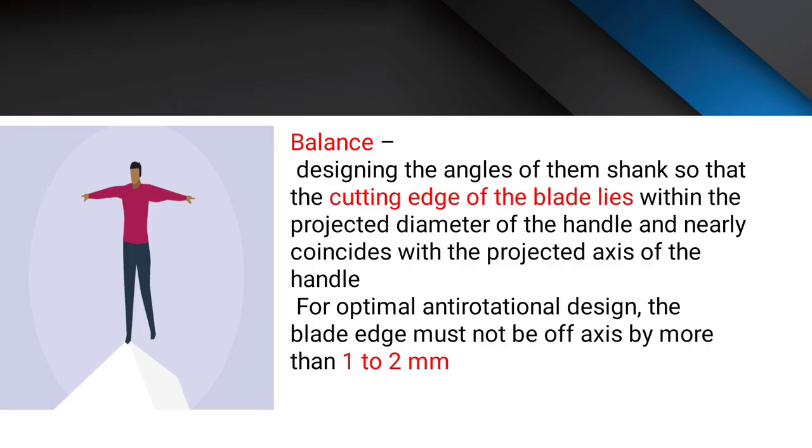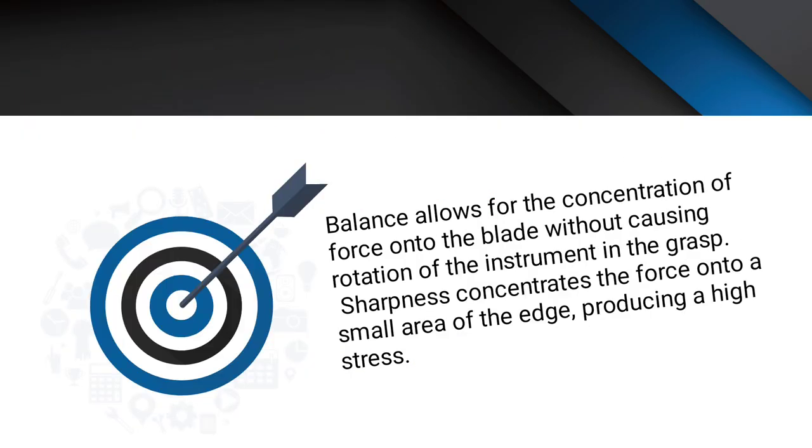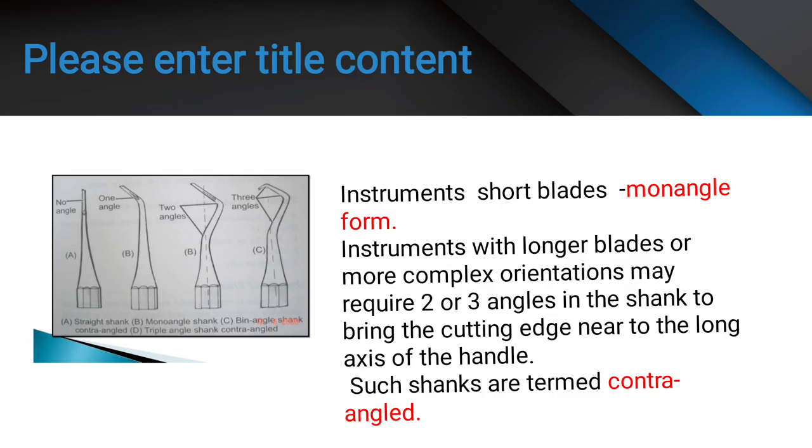Based on the shank angles, the instruments can be classified as monoangle instruments, biangle instruments, or triple angle instruments. The instruments with small, short blades may be easily designed with the monoangle form while confining the cutting edge within the required limit. The instruments with longer blades or more complex orientation may require two or three angles in the shank to bring the cutting edges near to the long axis of the handle.